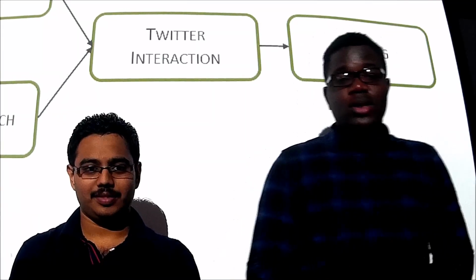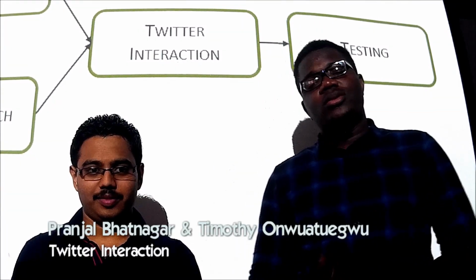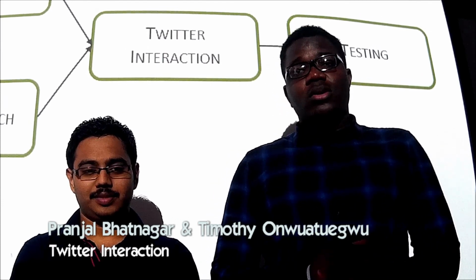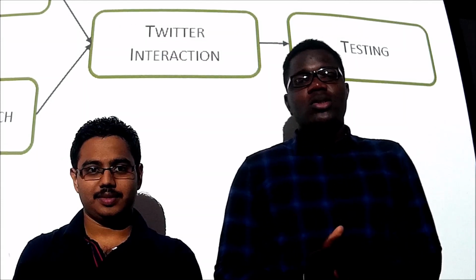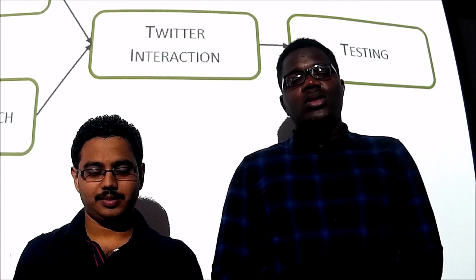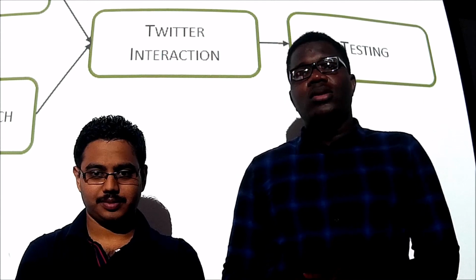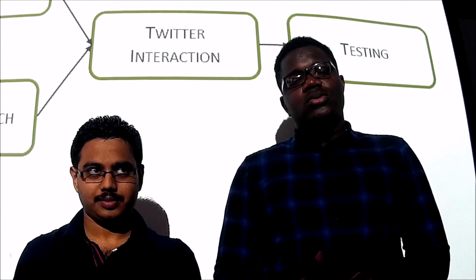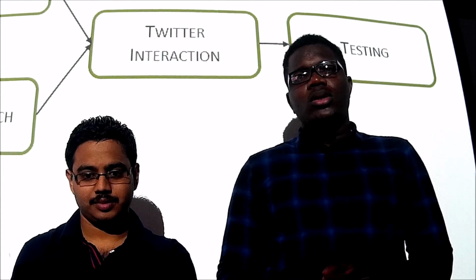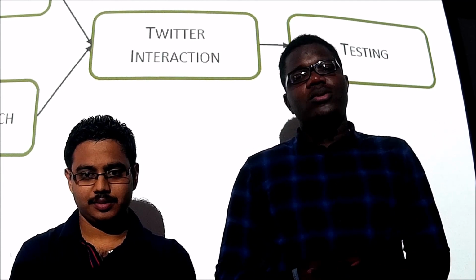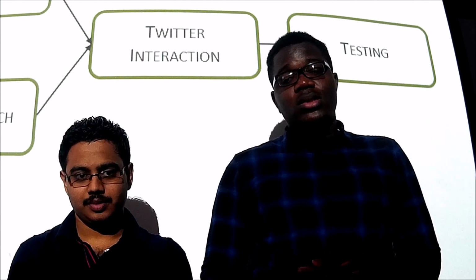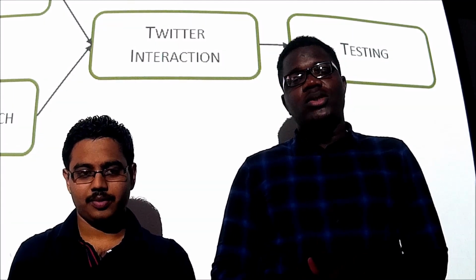To complete this project, we had to set up the Twitter interaction in such a way that Twitter would be able to communicate with the Odroid. So we first started by setting up a Twitter account and also a Twitter application. Then we used Twitter APIs with Rainbow Stream, but we came up with a roadblock using this method. And we came up with an alternative, which my colleague Pranjal is going to talk to you about.